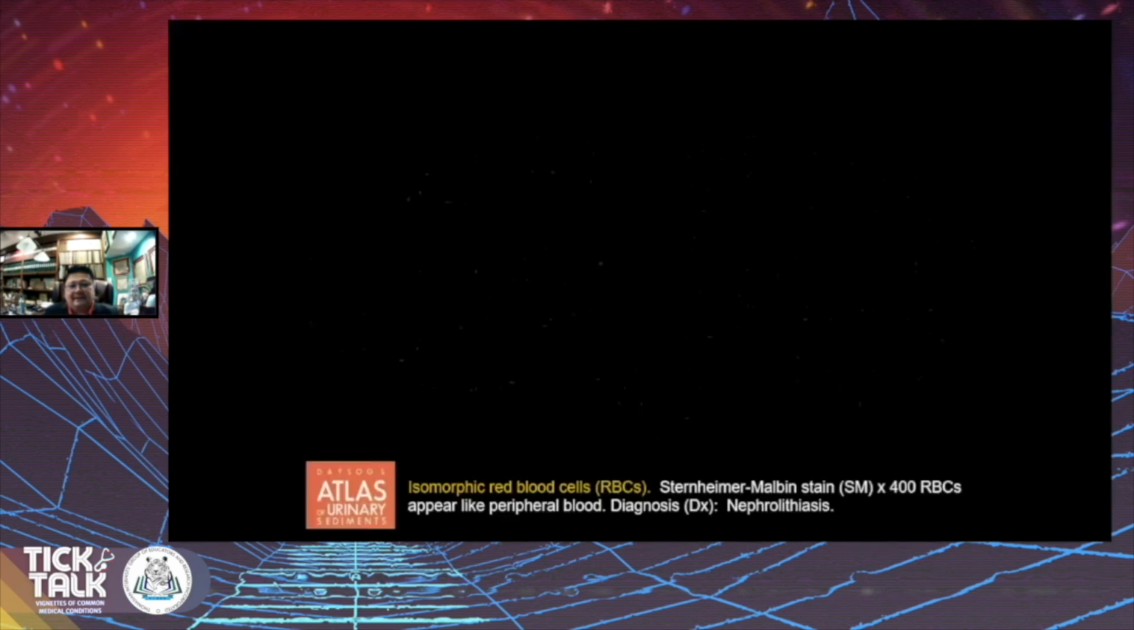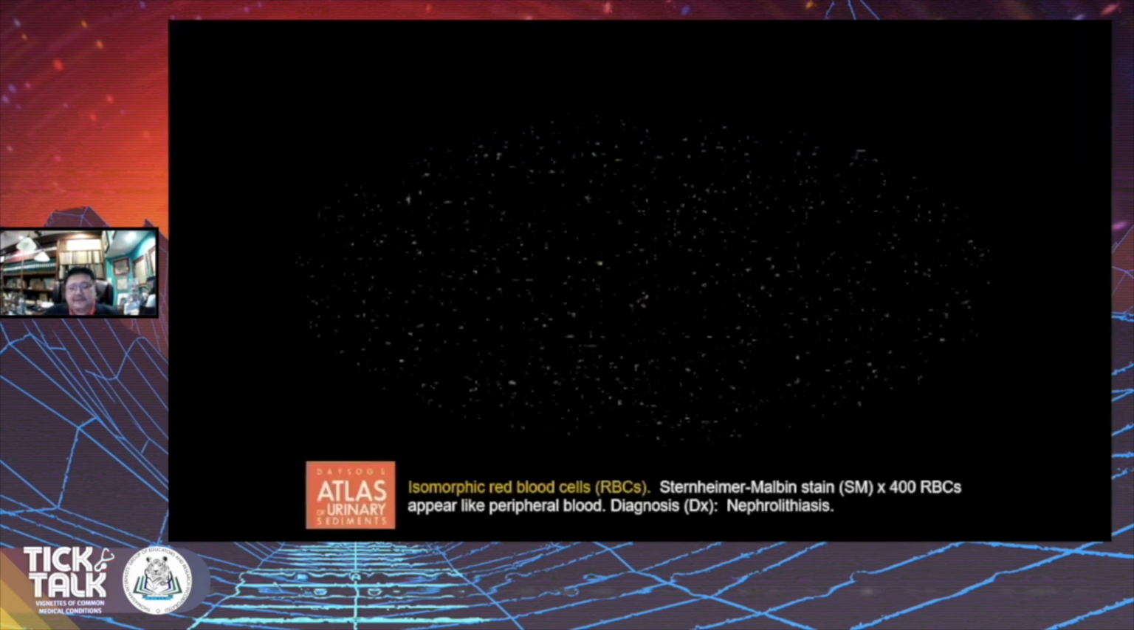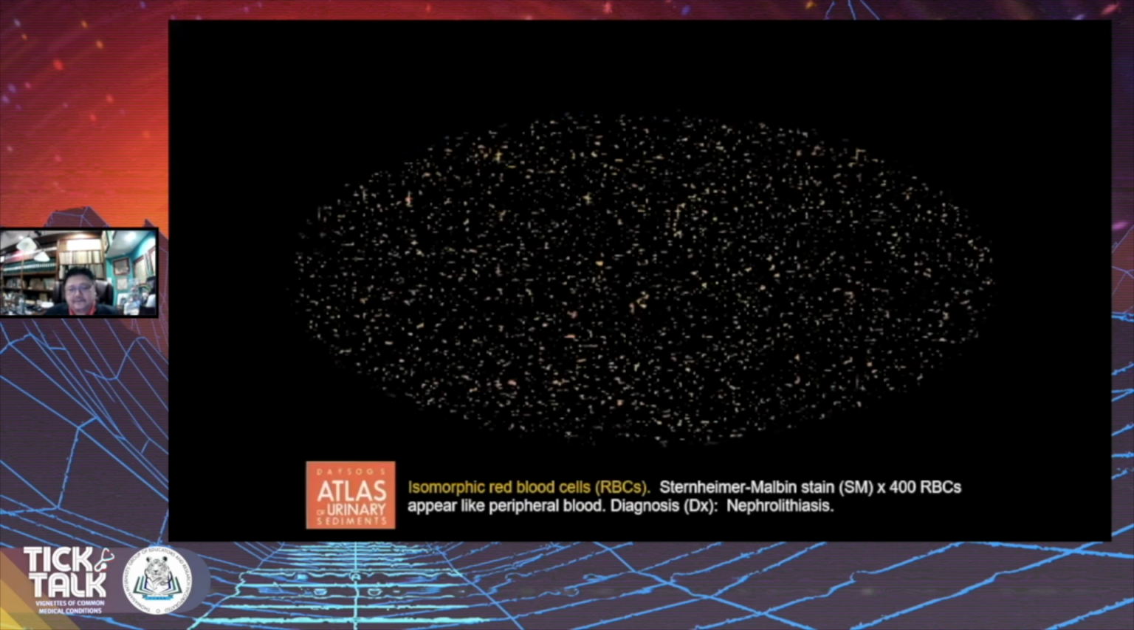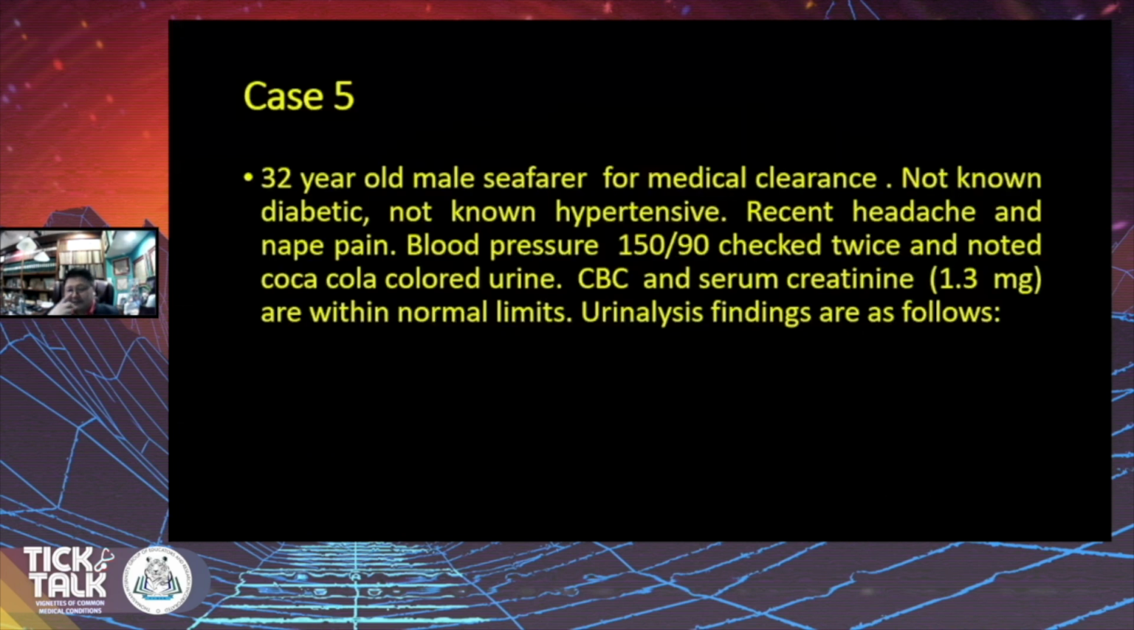Okay, next case. So this is the isomorphic morphology that I've been telling you. The next case will be a seafarer again. Kasi di ba ito yung laging nagpapa-clearance sa atin, nagpapakonsulta. Not known diabetic, not known hypertensive, but with recent headache and nape pain. Blood pressure was 150/90, checked twice. Before he was cleared, it was normal. Now it was a little bit elevated, and he noted Coca-Cola colored urine.